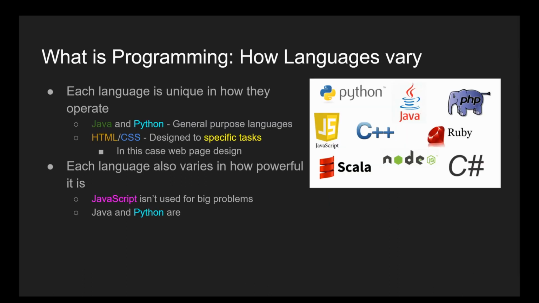There are many different programming languages out there that each have their own unique uses. Languages such as Python and Java act as general purpose languages that can perform a variety of computational tasks, while RoboC or HTML/CSS are languages designed for more of a specific purpose, such as moving a robot or constructing a website. Languages can also vary in how powerful they are.